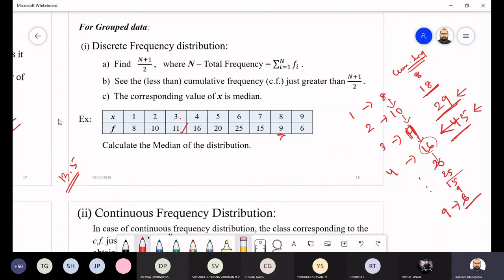Now you tell me, for example, if it is 13.5, will it lie here or here? Where will it lie? 13.5 will lie within 18, so here you will have the position. That means you check the cumulative frequency which is greater than or equal to this value.